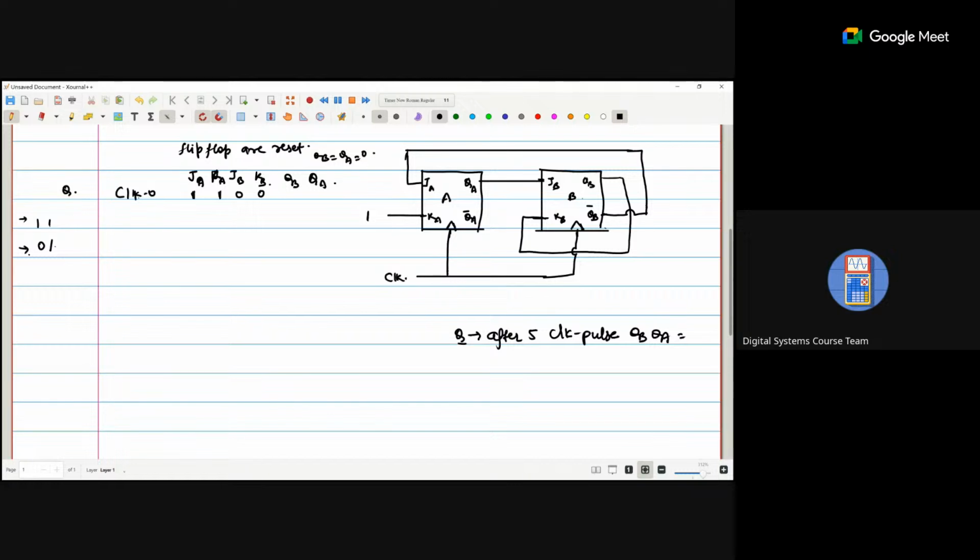Now we apply both as 0, 0 because it is the initial condition. Now at clock 1, J and K both are 1 1, so that means QA toggles. So QA is 1. And what is QB? QB remains 0. Why? Because JB and KB both are 0. So it remains in the no change condition.